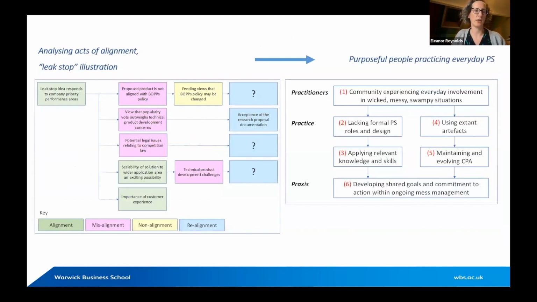Also looking more closely at aligning there, this leak stop idea definitely aligned with company priority areas, but the product itself didn't align with specific company policies. So it's definitely misaligned. Those pink boxes identify that. There you can see the view from the technical experts, that actually the popularity vote has got this one through, and they actually have some concerns about the technical feasibility. There were some potentially legal issues relating to competition law about implementing this.